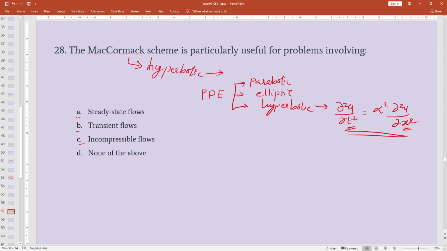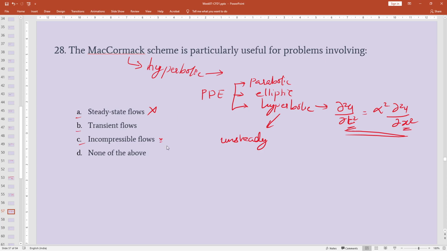So when we are solving for time, then it won't be a steady state flow. When the flow or the phenomenon is not changing with respect to time, it is called steady. If it is varying with respect to time, it is unsteady. So the hyperbolic equation itself is representing unsteady flow phenomena. So option A becomes nullified. Option C, incompressible flows. Depends. Actually, option C mostly depends.